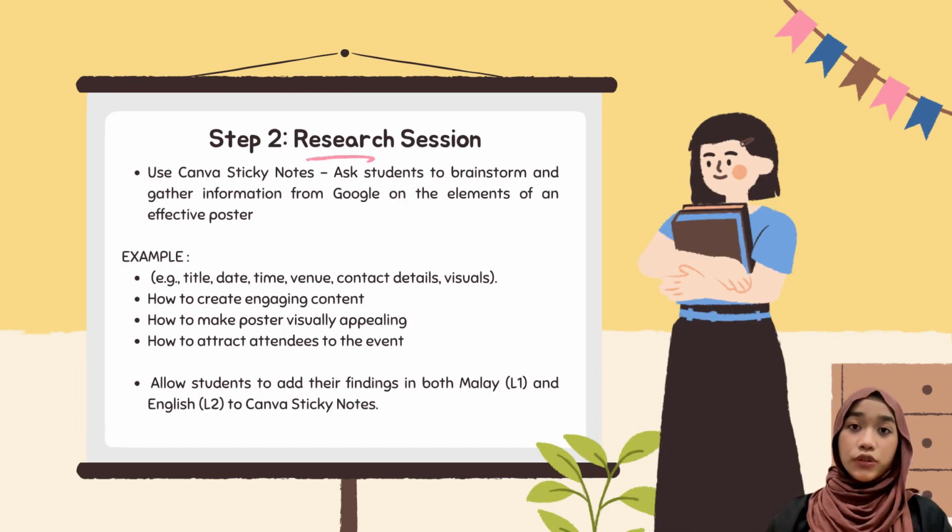Next, step 2 focuses on the research session, where students dive deeper into the key elements of a good event poster and gather ideas in creating an engaging design. In this step, students will be given time to research essential components of an event poster on the internet. These include finding information on how to create engaging content for the poster, how to make the poster visually appealing, including tips on how to attract attendees to the event.